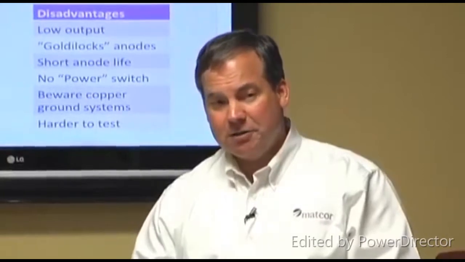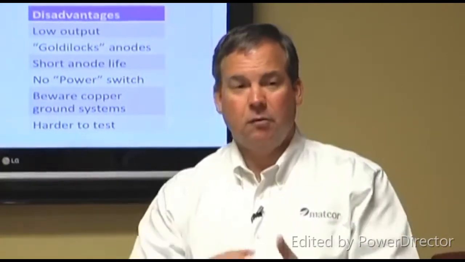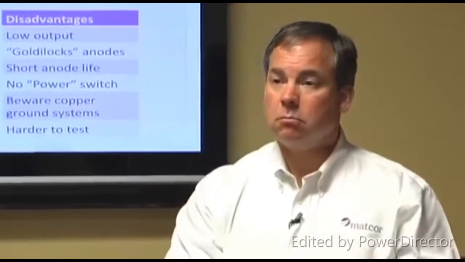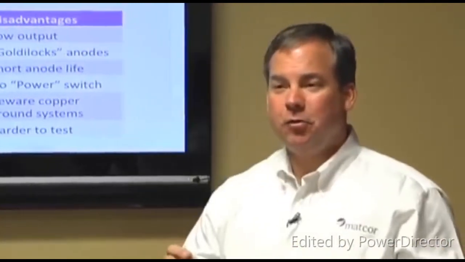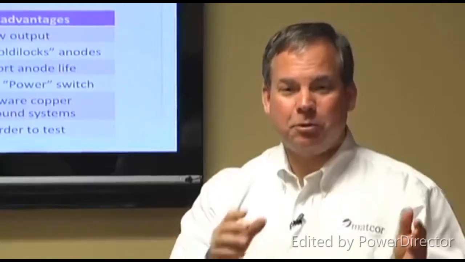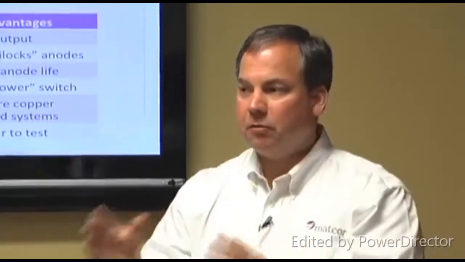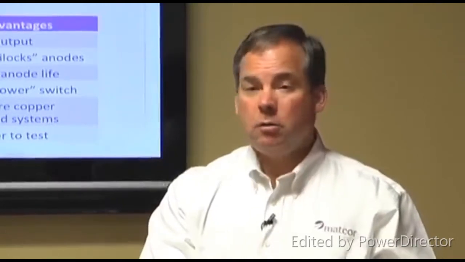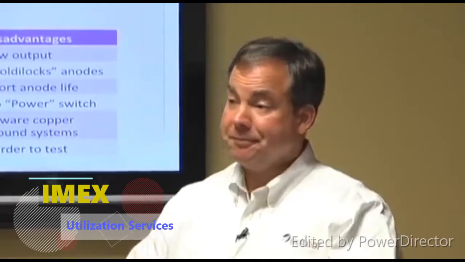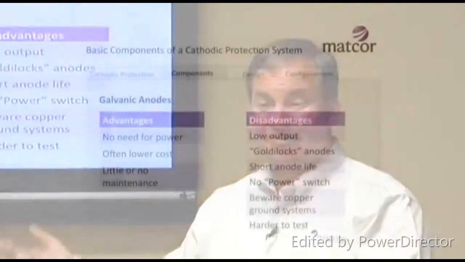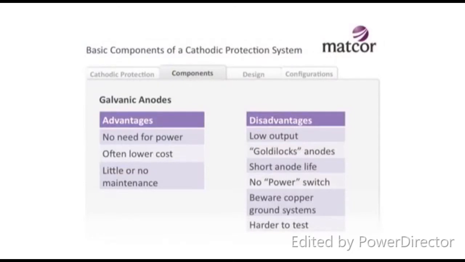The disadvantages of galvanic anodes: very low output, small driving force, low output. I call them Goldilocks anodes. Remember the Goldilocks story, the porridge is too hot, the porridge is too cold? Galvanic anodes only work when the circumstances line up perfectly. If the soil resistivity is too low, meaning the current's going to flow too fast, those anodes will consume too fast. If the resistivity is too high, you're not going to get enough current off of them to protect anything. If the structure's too big and needs too much current, they're not going to work because you're going to need too many of them. You may end up putting in thousands of pounds of these, and it's not cost effective anymore.